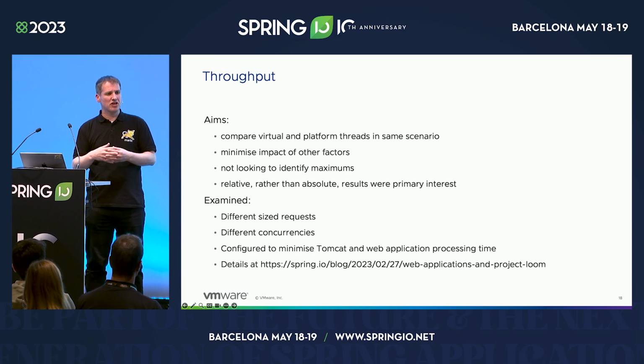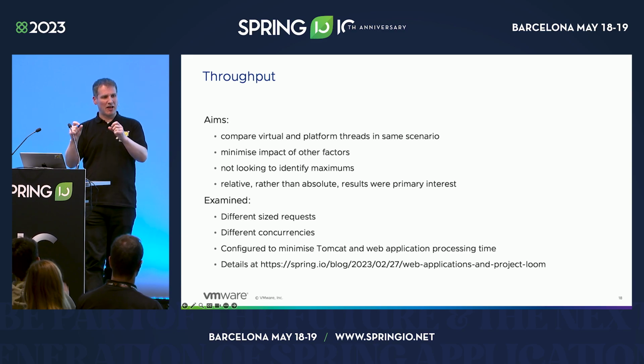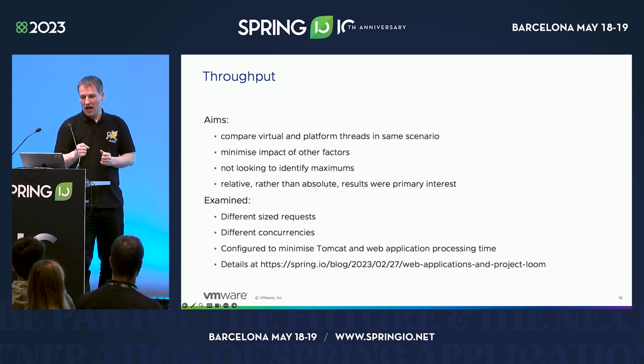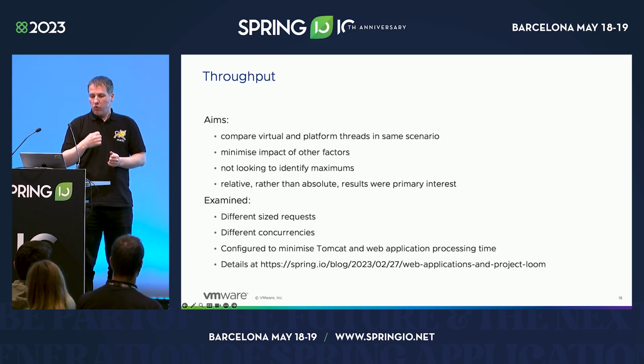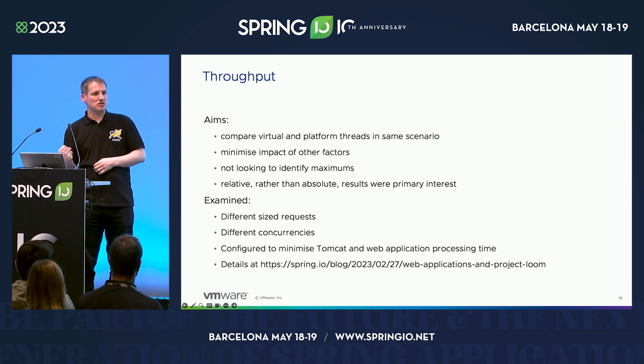I'm not really interested in maximum throughput. I'm trying to look at what's the difference between, on a per request level, how much overhead does Loom add or remove from a single request? So it's the relative difference. It's 5 milliseconds faster, it's 2 milliseconds slower. What's that number, roughly?